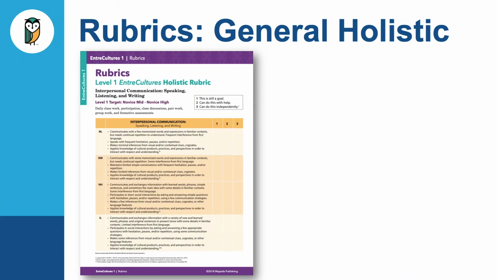And the last type of rubric is the general holistic rubric. Once again, there are 4 of these, just like we had for the analytic ones. Here we have an example of the interpersonal holistic rubric.